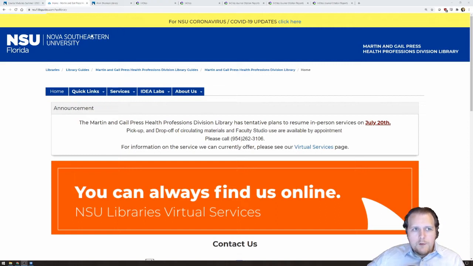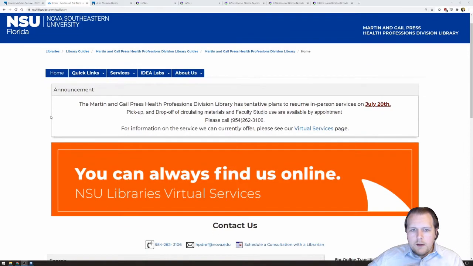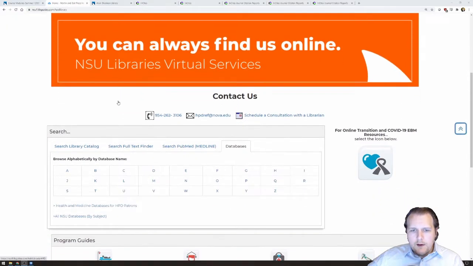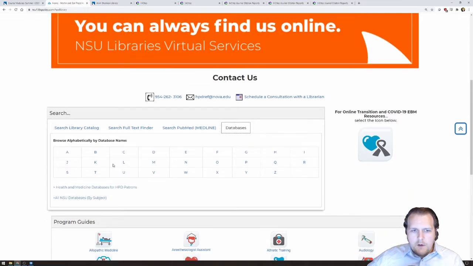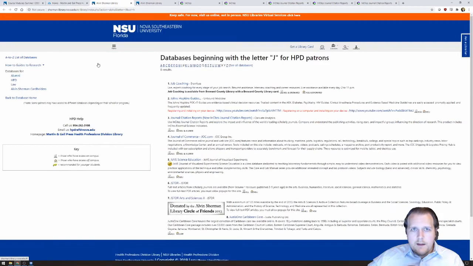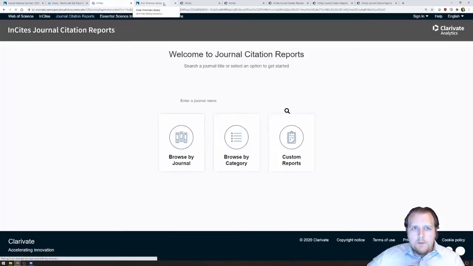So starting off here, this is the HPD library website, which you should be familiar with through your various studies and trying to find your research and whatnot. But the first place I want you to go to is going to be our database here. So you just click on databases and then you go ahead and click on J, and that is going to take us over to all of the databases that start with J. And so we want this one here called the Journal Citation Report. So if you go ahead and click on that, let's go ahead and bring that up for us.